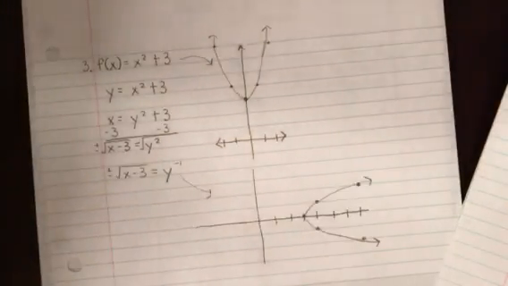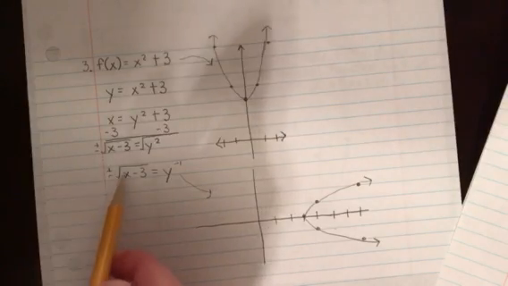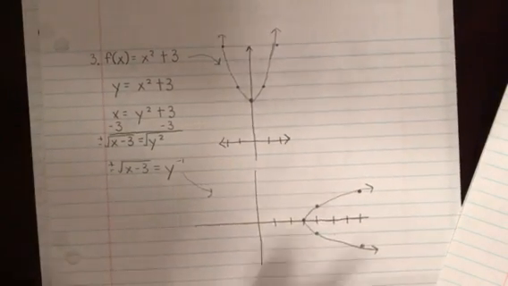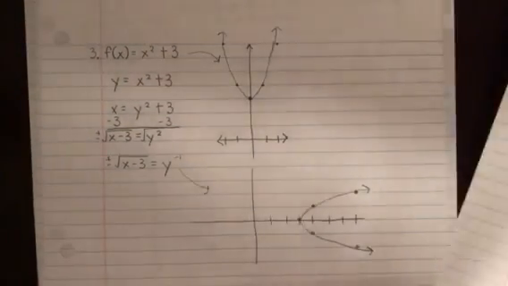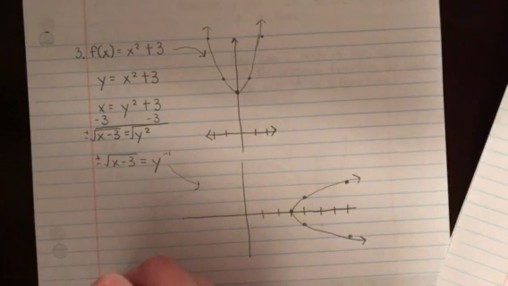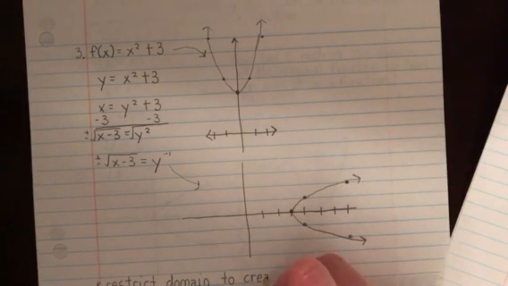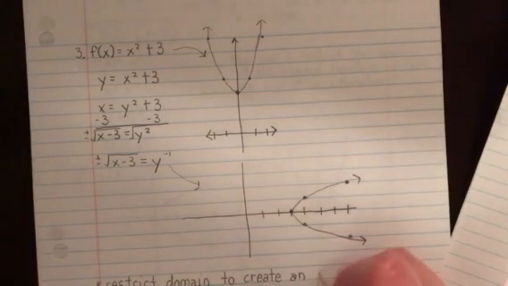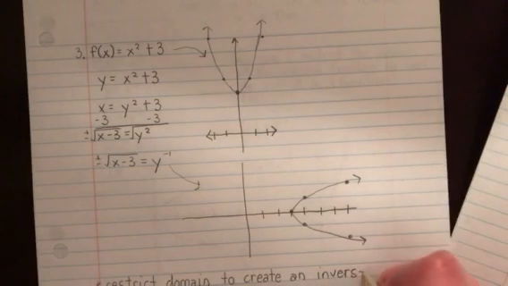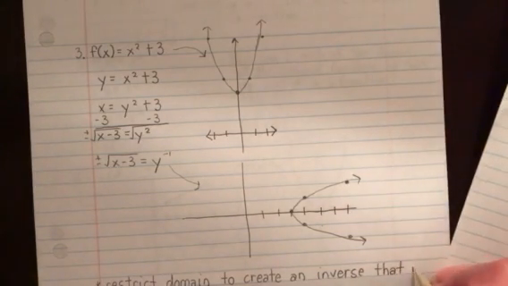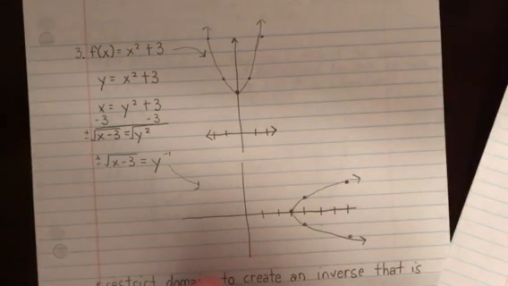So is that a function? No way, it's not. Anytime you have the plus or minus with the square root, because one's on the top, one's on the bottom, you're not going to have a function. So then I would ask the same question: how can you restrict the domain? Restrict the domain on the original to create an inverse that is a function.